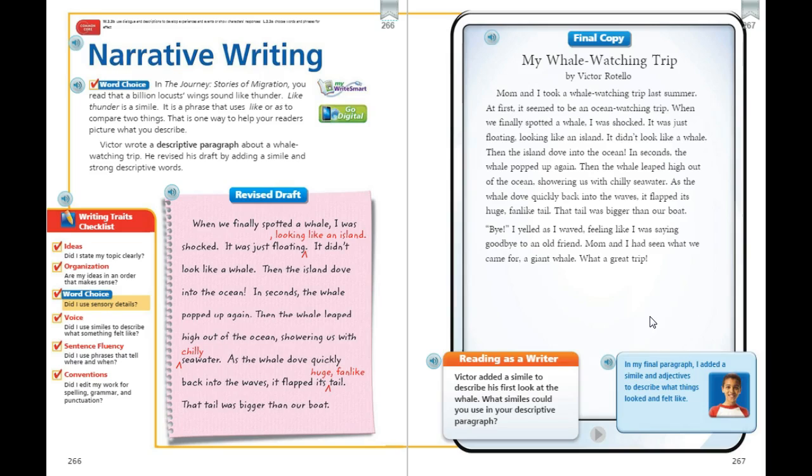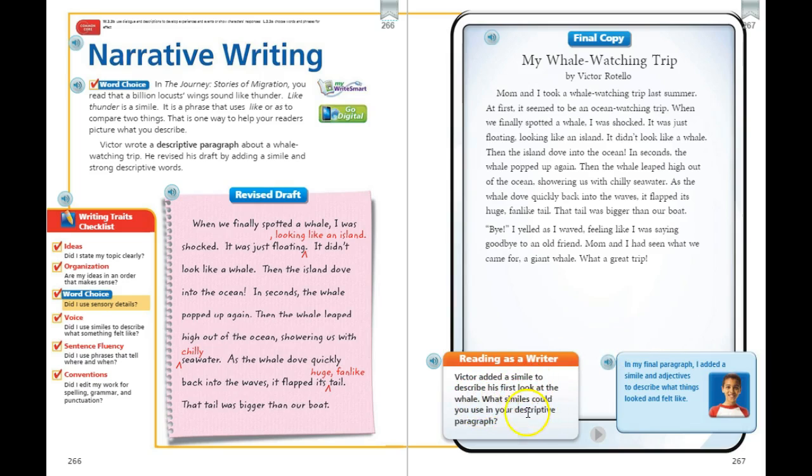In seconds, the whale popped up again, and then the whale leaped high out of the ocean, showering us with chilly seawater. As the whale dove quickly back into the waves, it flapped its huge fan-like tail. That tail was bigger than our boat. "Bye!" I yelled as I waved, feeling like I was saying goodbye to an old friend. Mom and I had seen what we came for, a giant whale. What a great trip! And what a great story, Victor. So Victor added a simile to describe his first look at the whale.